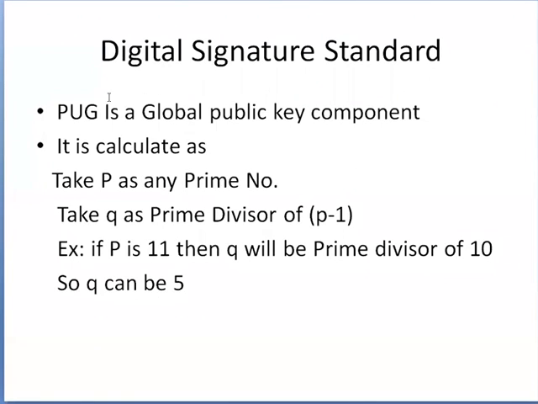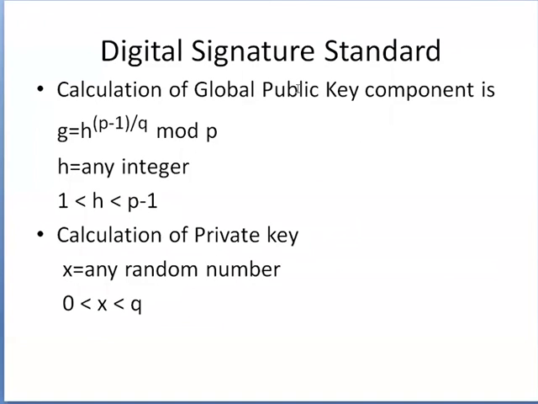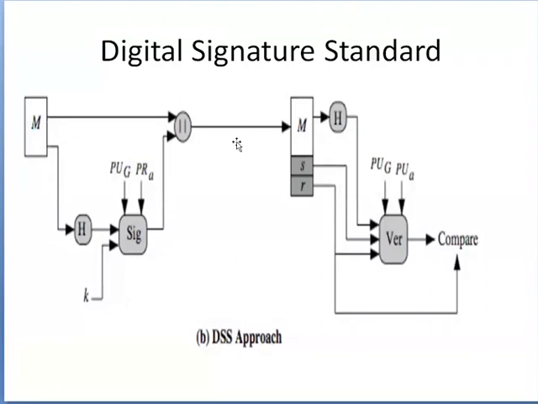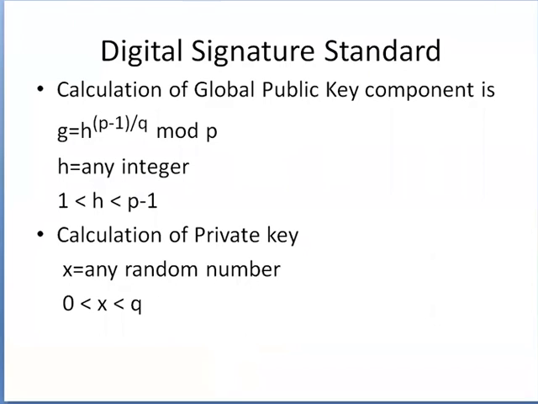And using that, again, we are going to calculate the global public key component G, where now we have taken P and Q. So G is equal to h raised to (P minus 1) by Q mod P, where h is any integer we take. So we are going to calculate G. G is the global public key component, which we require on both sides. We calculate it using this formula.